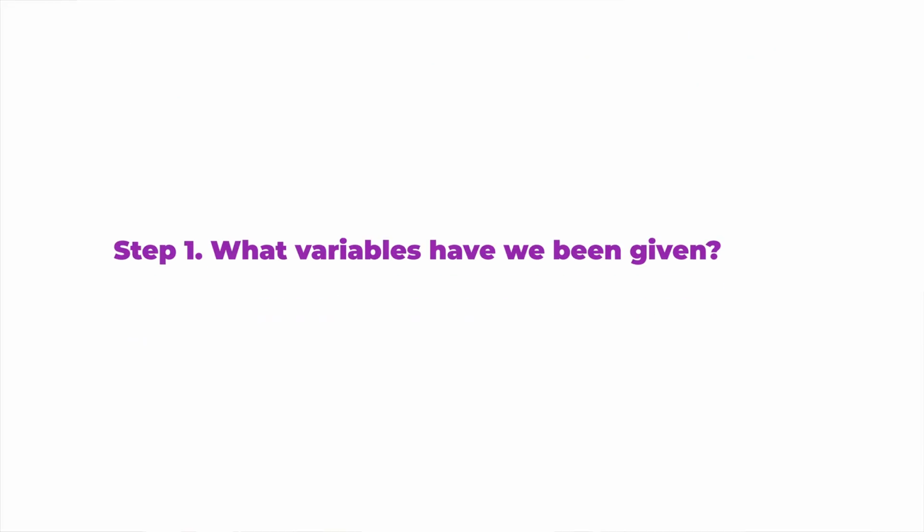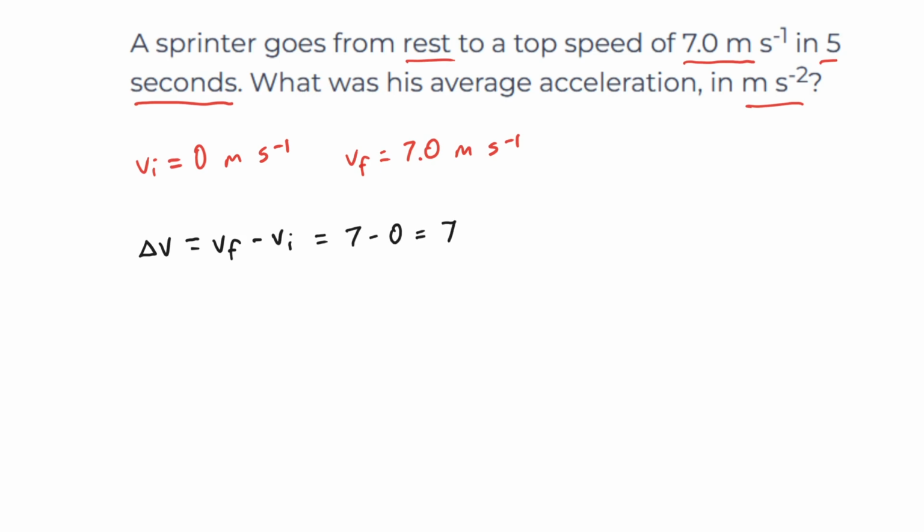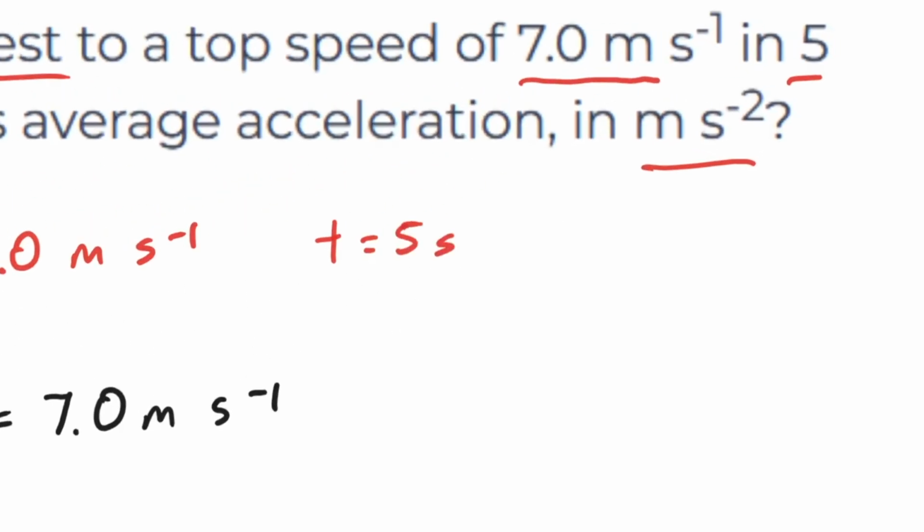Step 1. What variables have we been given? We have been given 2 velocities, initial velocity and final velocity. The initial velocity, or vi, is equal to 0 meters per second because he is starting from rest. And the final velocity, or vf, is equal to 7.0 meters per second. If we have initial velocity and final velocity, we can calculate the delta V, or change in velocity. The equation for delta V is equal to Vf minus Vi. Delta V equals 7 minus 0, so delta V is equal to 7.0 meters per second. We also have time, so t is equal to 5 seconds.